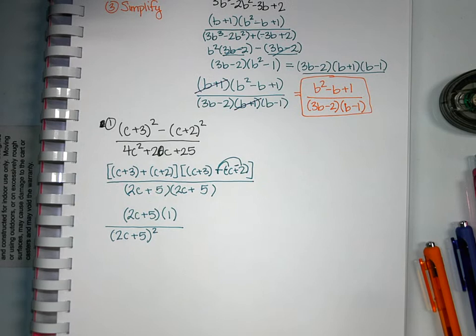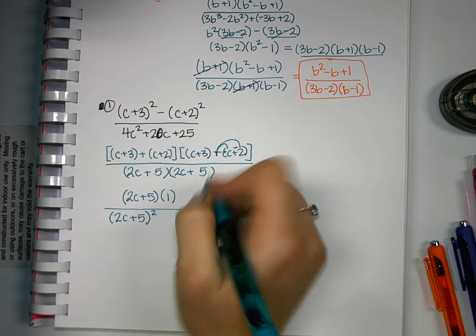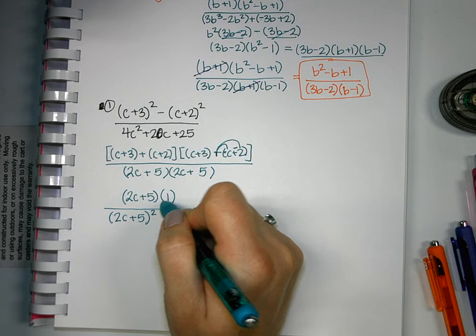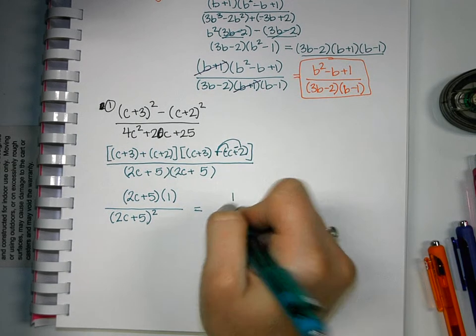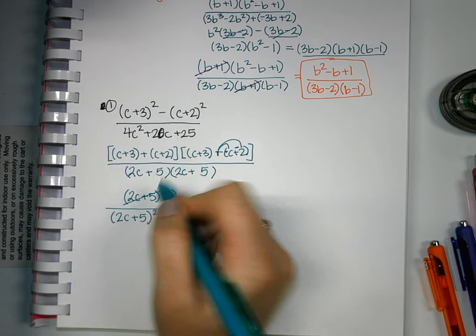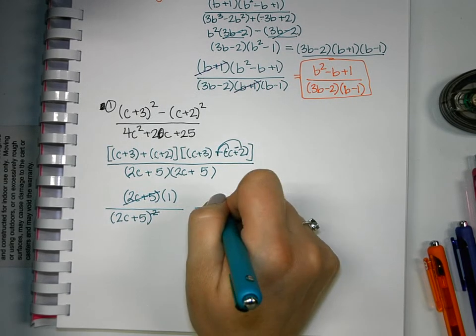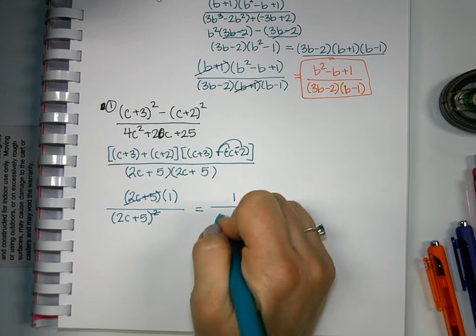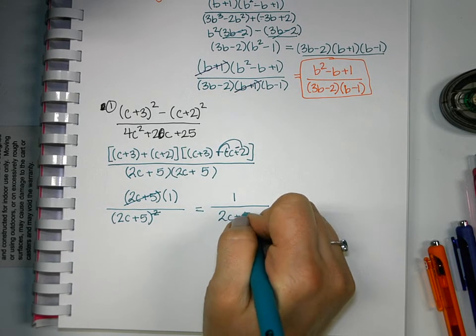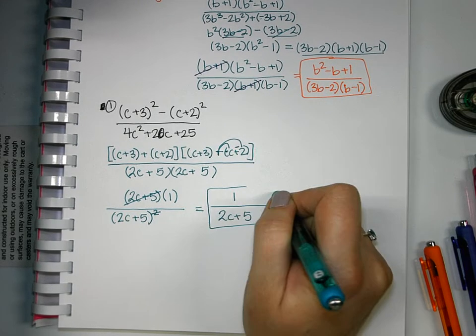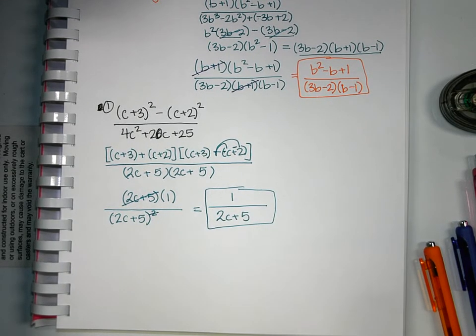So I just combined the 2c plus 5 times 2c plus 5 to 2c plus 5 squared. So now when we go to reduce this, the 1 we don't even really need to write, but I can cancel out one 2c plus 5 with one of them on the denominator, leaving me with a 1 on top and then one 2c plus 5 left on the bottom. That's as far as I can go, so that would be my final answer.